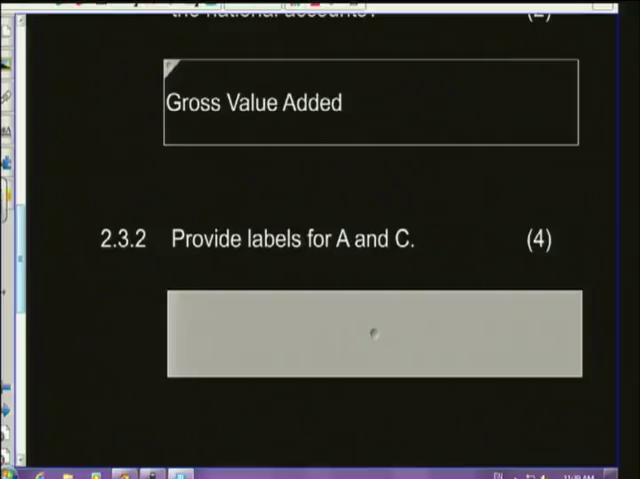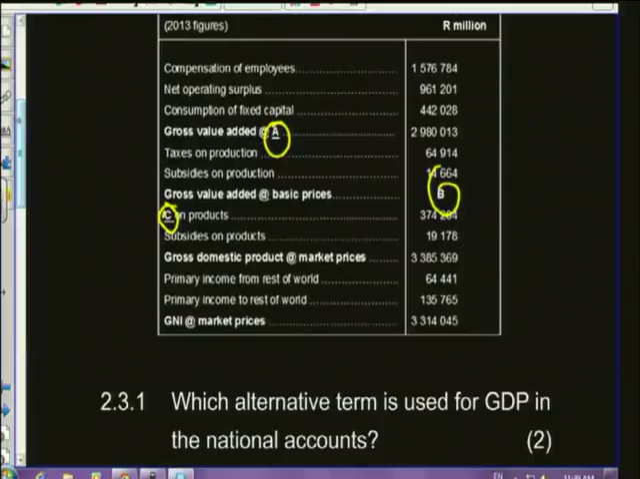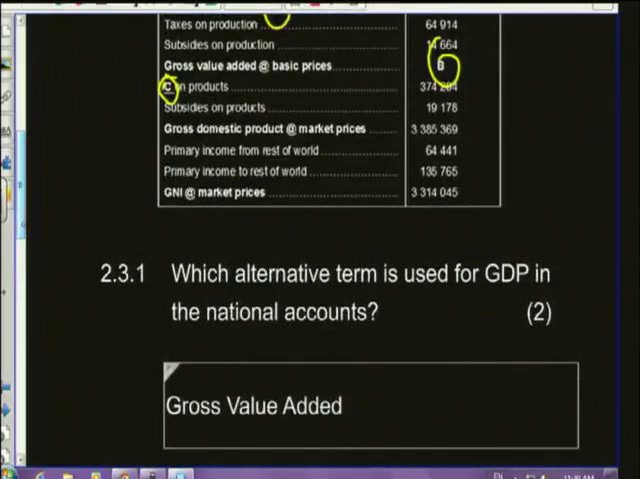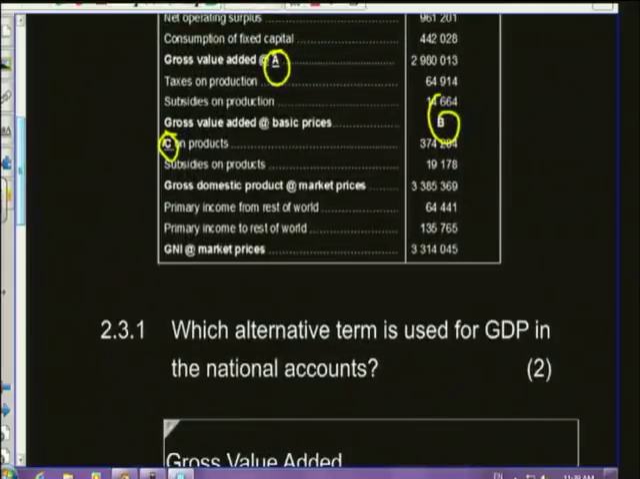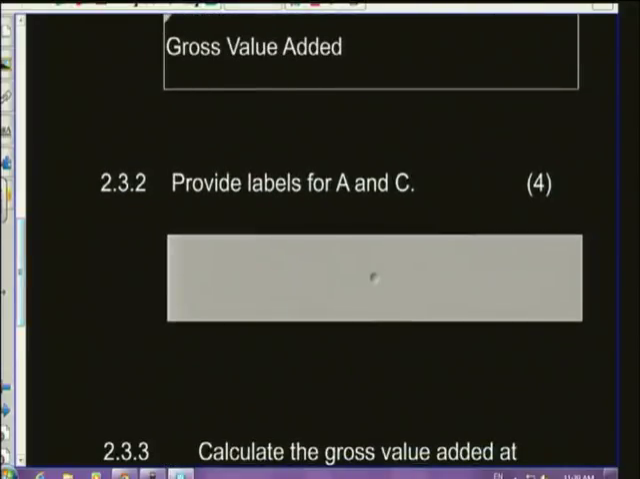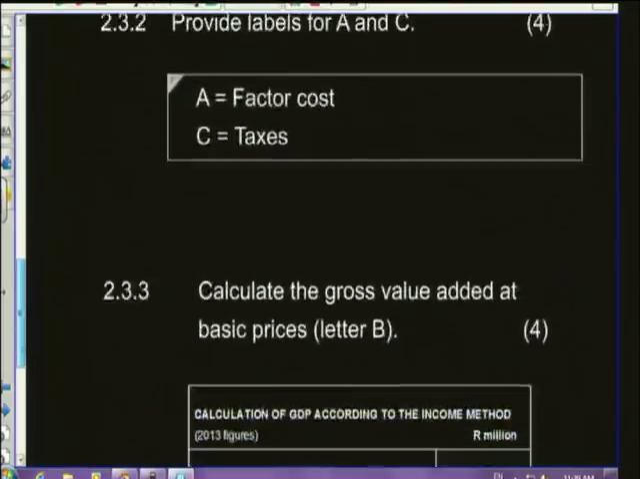Okay, let's move on to question 2.3.2. You have to provide labels for A and C. As I've indicated earlier, I've drawn circles around A and C. Gross value added at the first one, because it is in the production phase, is known as factor cost. And you also had to provide a label for C, and C would be further in the production process where the product is actually sold to the consumer, they add taxes. That brings us to the answer for 2.3.2: A would be factor cost, C would be taxes.